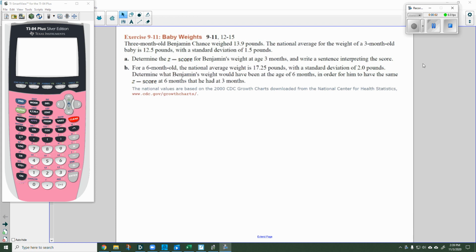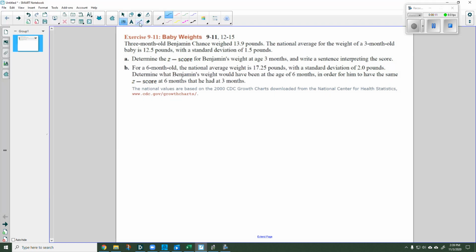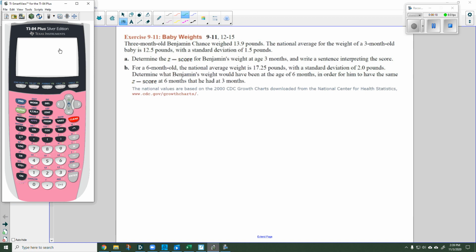So this is a great little z-score problem. 3-month-old Benjamin Chance weighed 13.9 pounds at 3 months old. The national average for a weight of a 3-month-old baby is 12.5 pounds with a standard deviation of 1.5. So we have an N(12.5, 1.5) model.